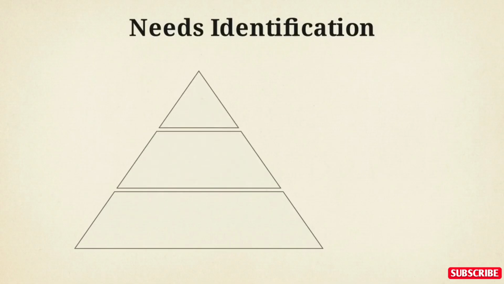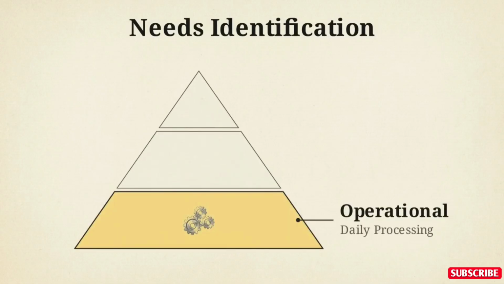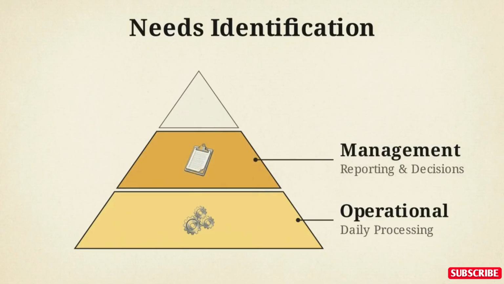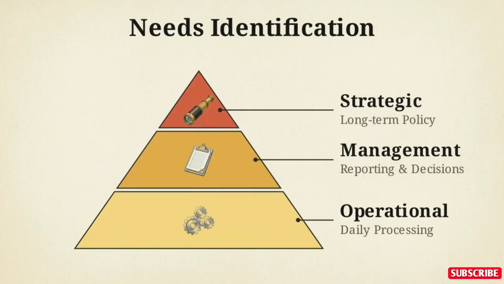Phase 1 begins with needs identification. Analysts determine why a system is required by categorizing demands into 3 tiers: operational needs for daily processing, management needs for reporting, and strategic needs for long-term policymaking.